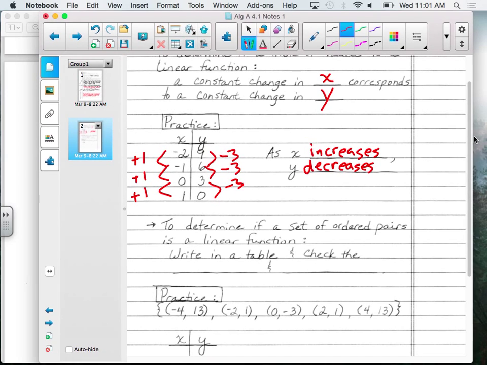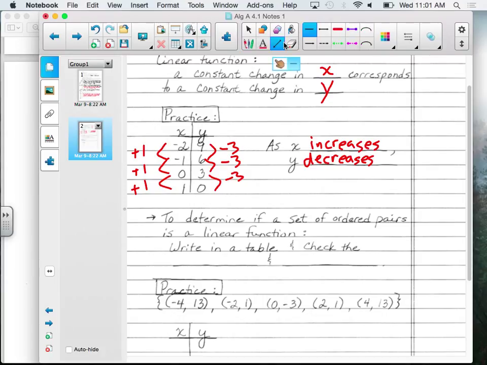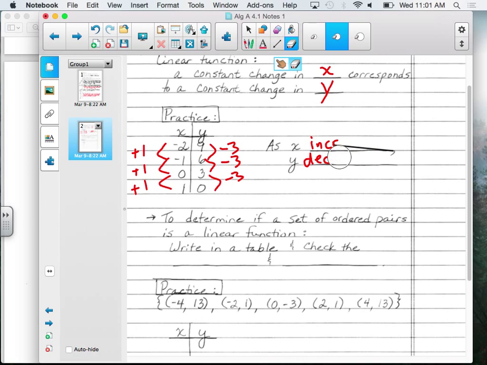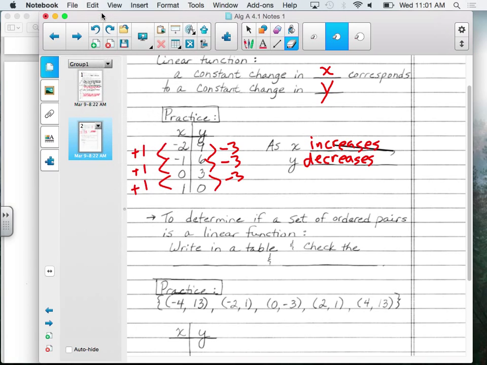So, is there a constant change in the x value? Yes. Is there a constant change in the y value? Yes. So that means that this is a linear function. Okay, but we can't just say as x increases. Even though that is technically right, Joss, you were right on that. You could have left that there. Increases by what? As x increases by 1, y decreases by 3. The decreases takes care of the negative.